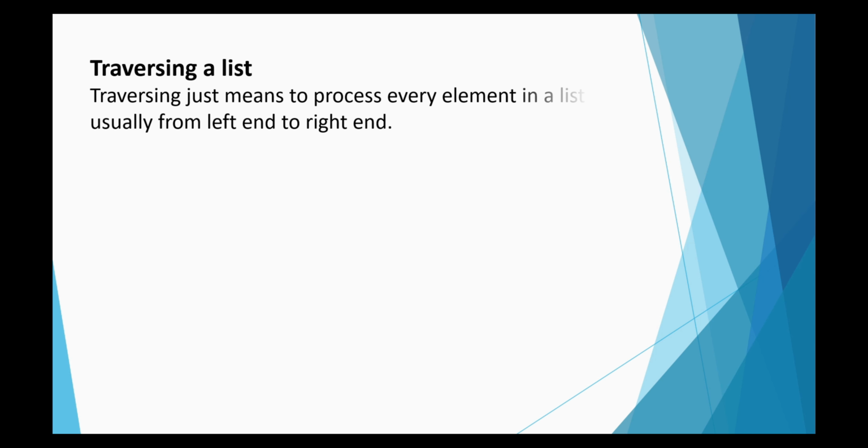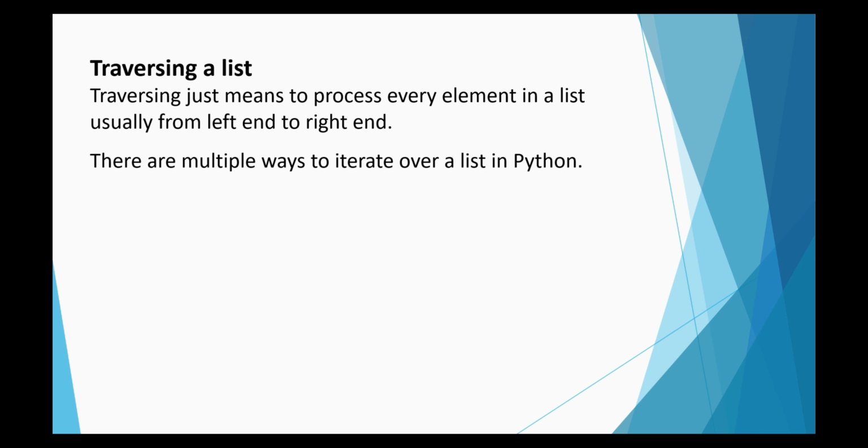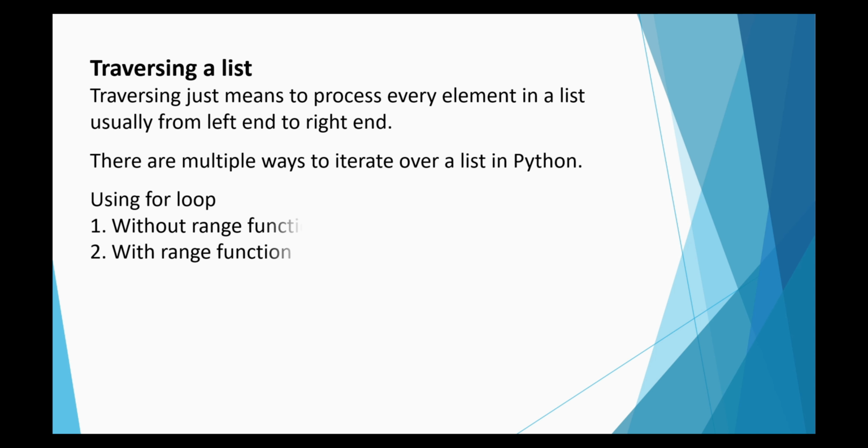Traversing just means to process every element in a list, usually from the left end to the right end. There are multiple ways to iterate over a list in Python. Using a for loop, we can iterate without the range function and with the range function, using the while loop, using list comprehension, and using the enumerate function.